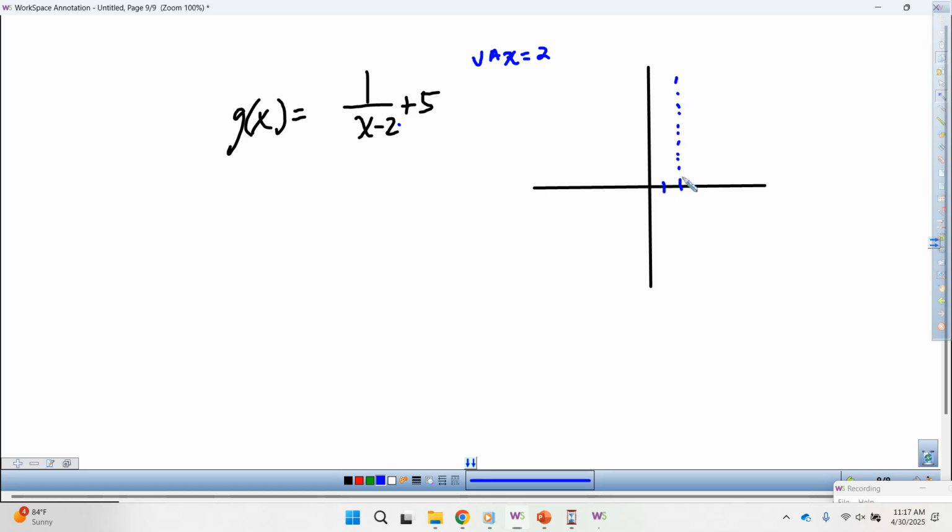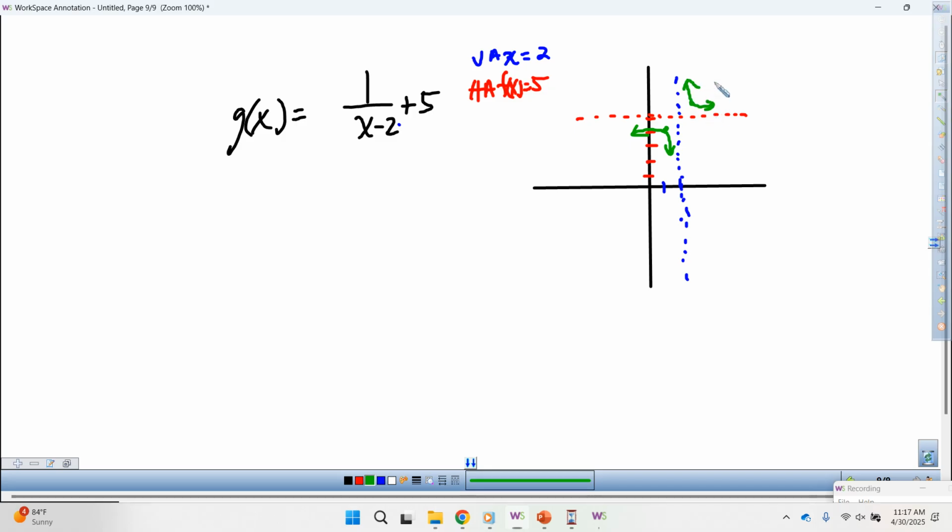And this is just a quick review of what we did before. Don't copy this. And then our HA is f of x equals 5. So 1, 2, 3, 4, 5. And then our graph would be here. 1 to the left, 1 down. 1 to the right, 1 up. You guys remember this one?